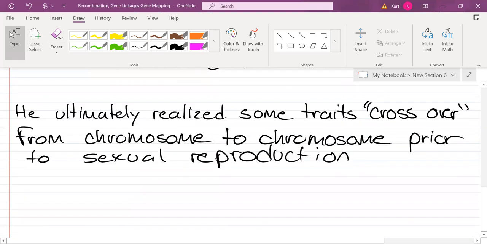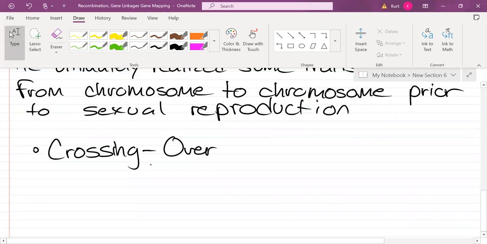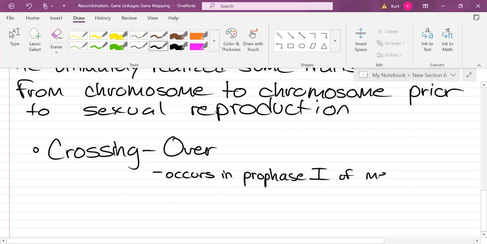So this lets him realize that crossing over occurs. This is a major, major event that takes place in meiosis. It occurs in prophase one of meiosis one. Be sure you definitely look up what we did before Thanksgiving break, because that will be on your test. We talked a lot about meiosis.